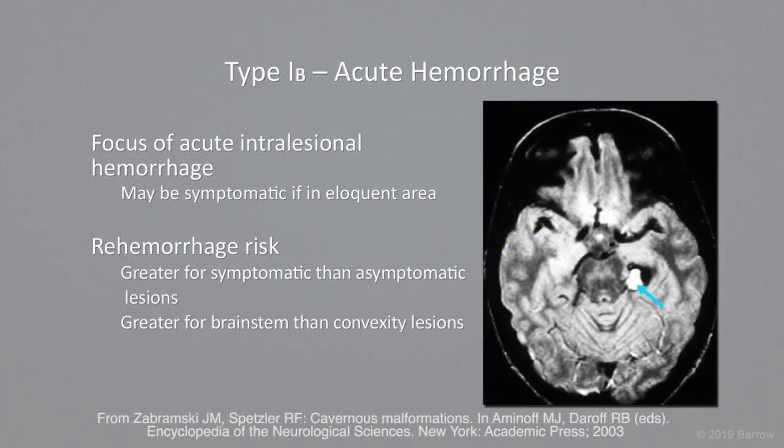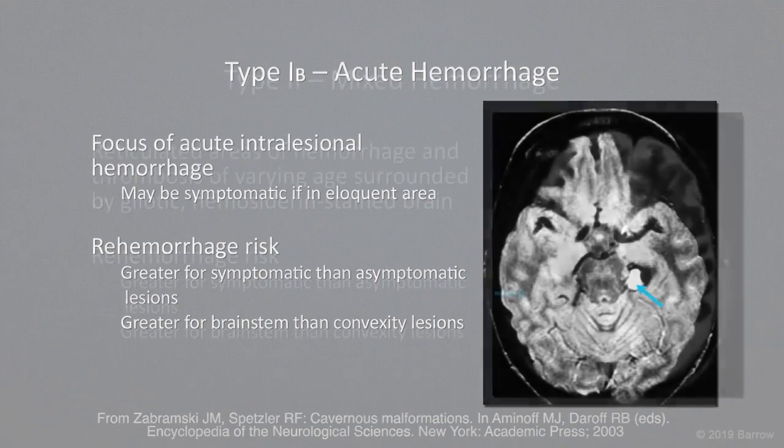Here we see an example of a type 1B lesion, where there is an acute hemorrhage of a cavernous malformation. However, this hemorrhage remains within the capsule wall. These lesions can be symptomatic if they occur in an eloquent region of the brain, and the rehemorrhage risk for these lesions depends on a couple of factors. One, if the lesion was initially symptomatic, they tend to have a higher rehemorrhage risk than if the lesion was identified incidentally. And further, brainstem lesions tend to have a higher rate of rehemorrhage compared to convexity lesions.